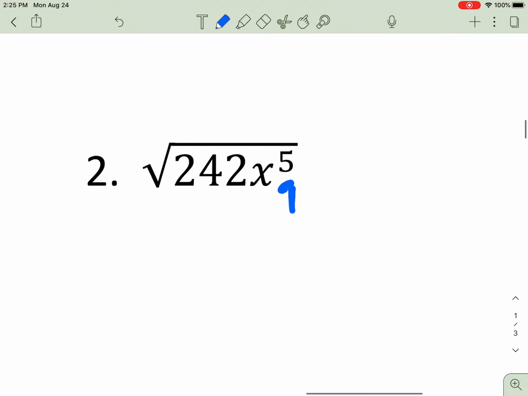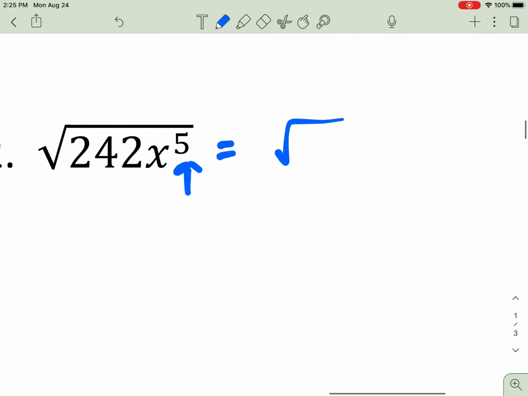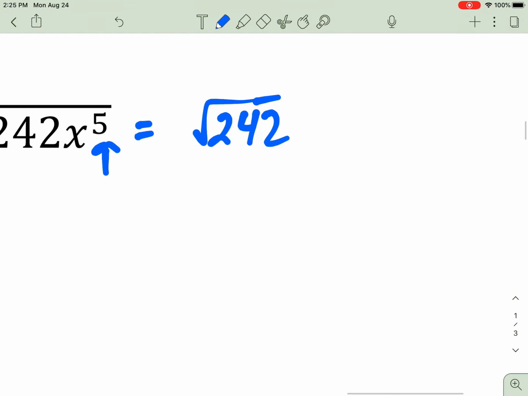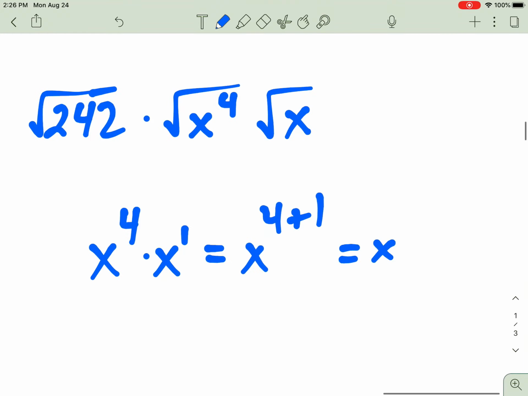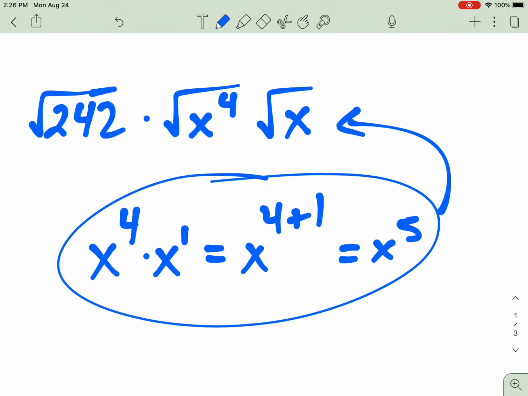Okay, so notice this one, it is not even. So what we're going to do is we're going to split it up. Radical 242 times radical x to the 5th, but we're going to split that up into x to the 4th and x. And we do that because this is now an even number. And remember that when you multiply, so x to the 4th times x to the 1st, you add the exponent. So it's like saying x to the 4 plus 1, which is x to the 5th, right? So we're able to split this up using this same idea, the same concept.